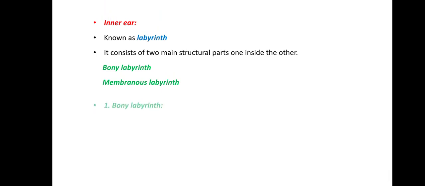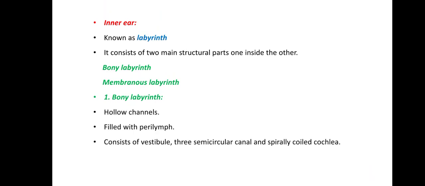Now come to the first one, the bony labyrinth. What is the bony labyrinth? It is a series of hollow canals, filled with perilymph. A liquid is present in this tube, and this liquid is known as perilymph. The bony labyrinth consists of three main parts: the vestibule, three semicircular canals, and the spirally coiled cochlea.